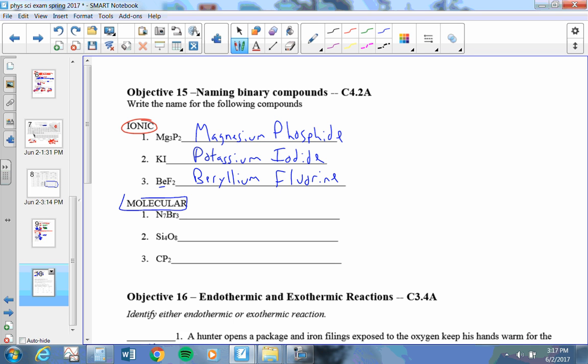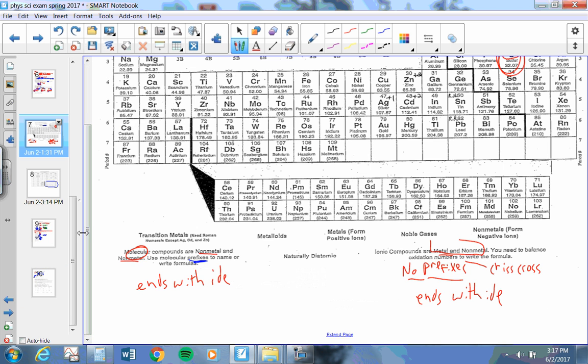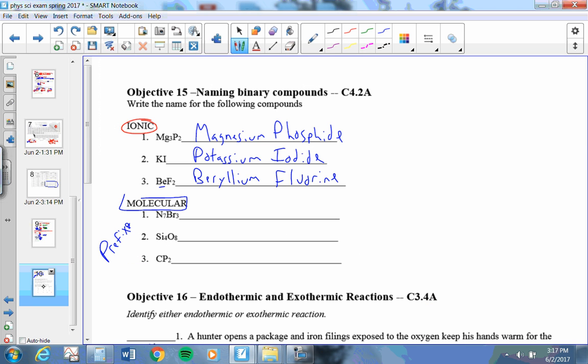Molecular, also simple as long as we remember prefixes. Wait, do we have to remember it? We shouldn't have to if we wrote it on our, well, it's written on our periodic table, but it's written down here. We just got to be able to recall those prefixes. N is nitrogen. B is bromine or bromide, but I have to have prefixes. 7 is heptanitrogen. 3 is tribromide. Tetra.